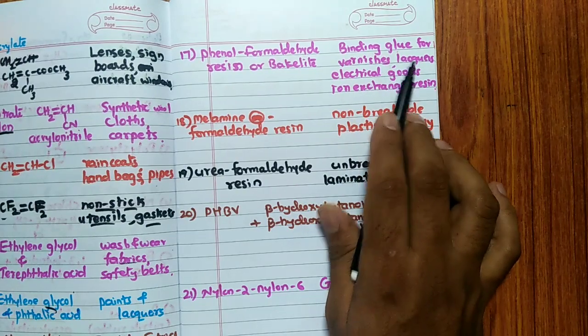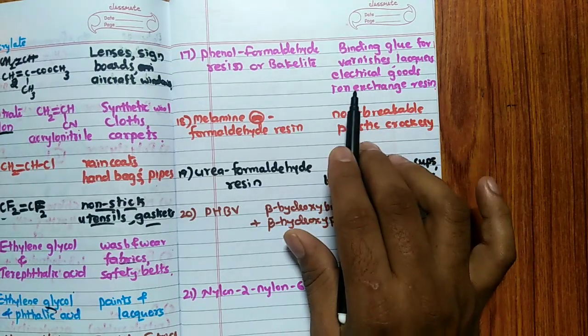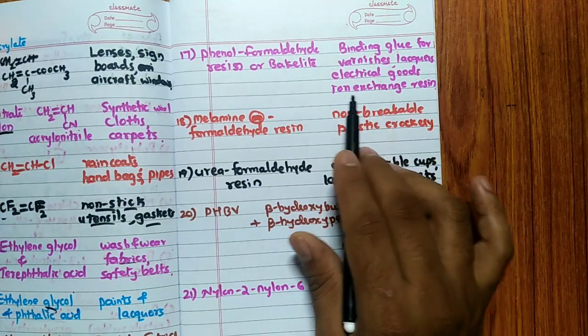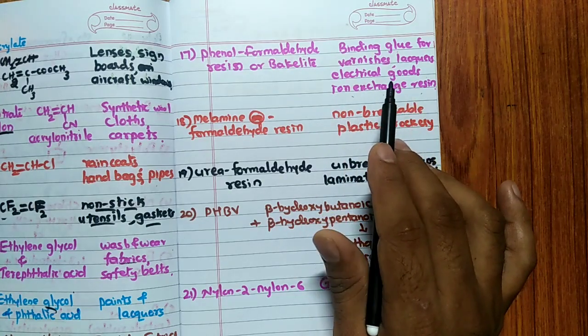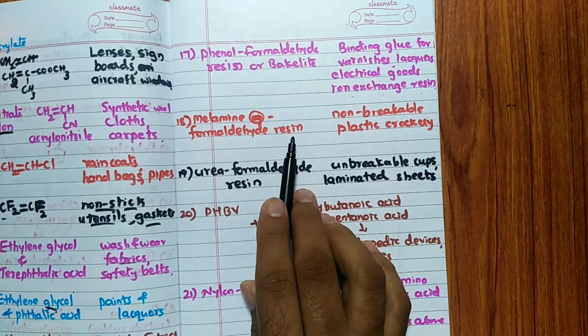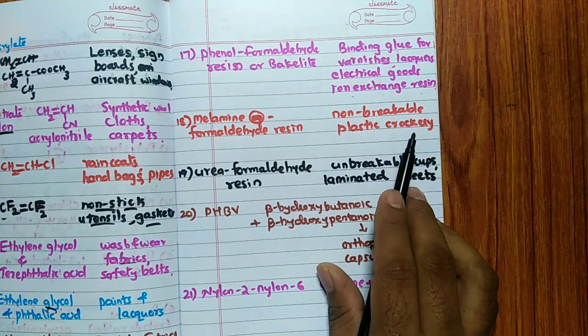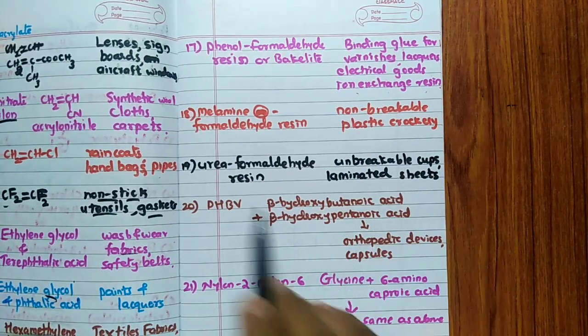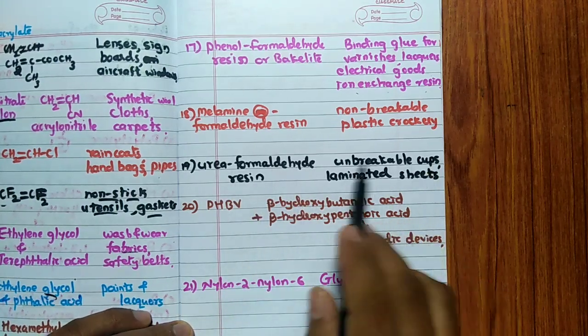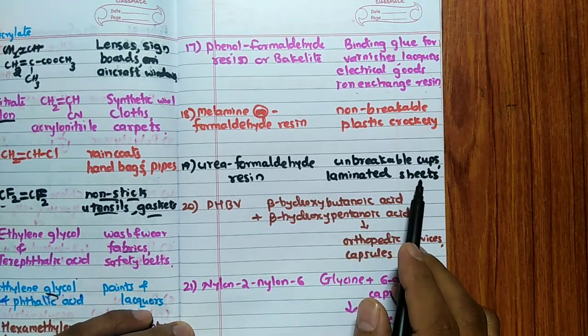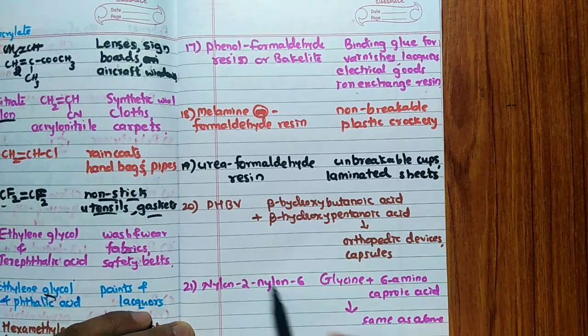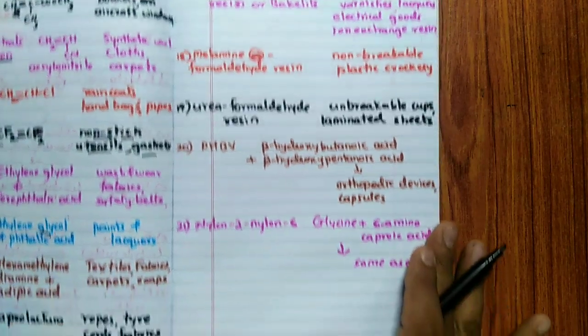Varnishes, lacquers, electrical goods like switchboards, etc. Ion exchange resins can also be made. Melamine formaldehyde resin: the monomers are melamine plus formaldehyde. Non-breakable plastic crockery can be prepared using this. Then urea formaldehyde resin: unbreakable cups, laminated sheets, etc. PHBV and nylon 2-nylon 6, these two are biodegradable polymers.